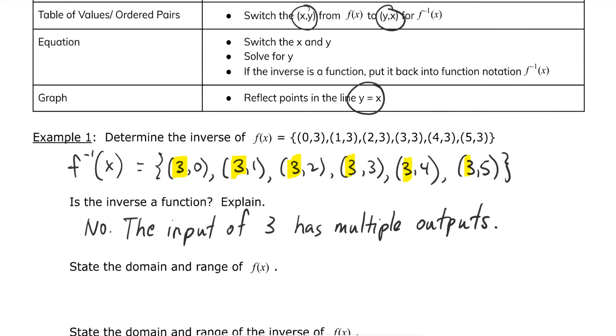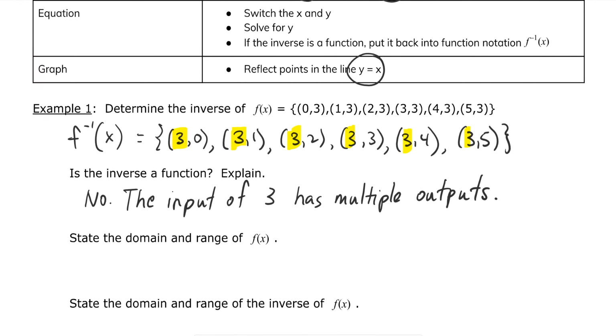All right, let's state the domain and range of our original function. So look at the original function. The domain is 0, 1, 2, 3, 4, and 5. And the range of f(x) is just 3. All the y values are 3.